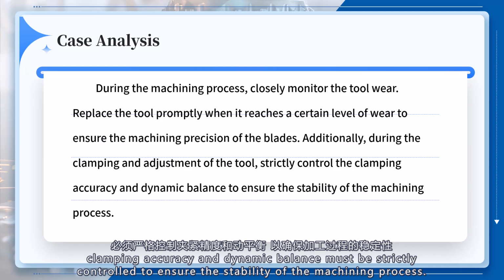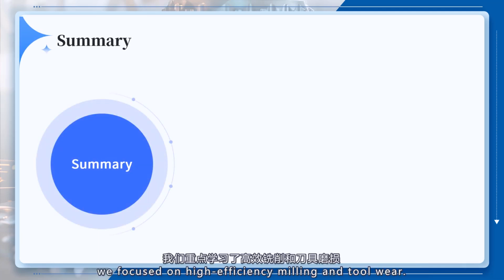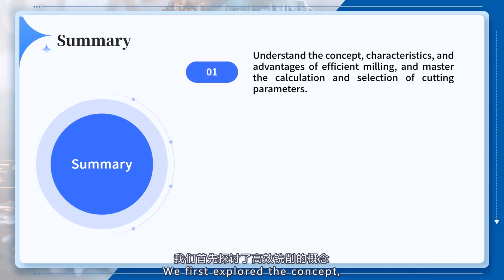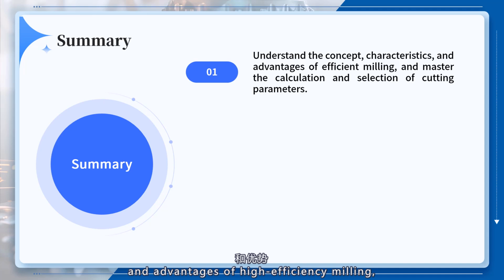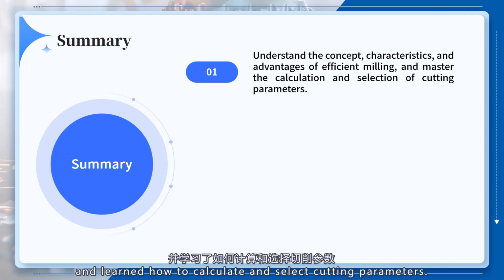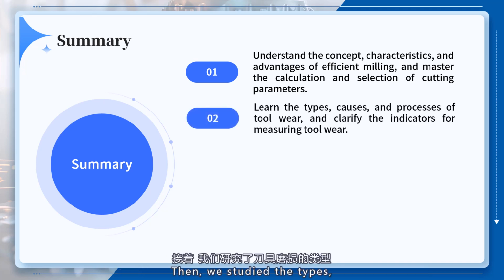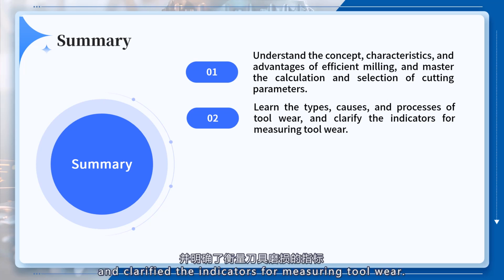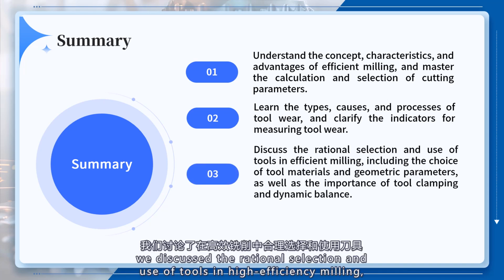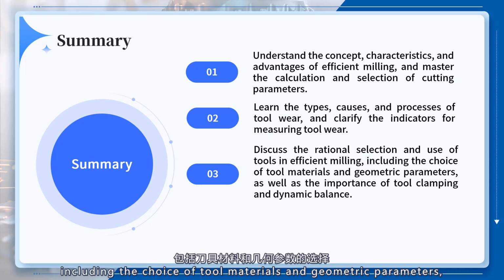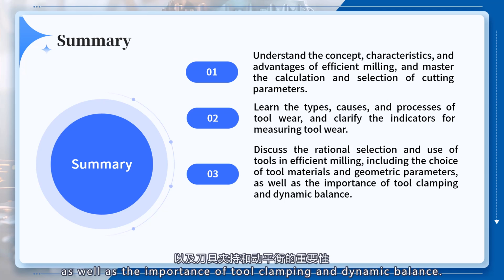In this lesson, we focus on high-efficiency milling and tool wear. We first explored the concept, characteristics, and advantages of high-efficiency milling and learned how to calculate and select cutting parameters. Then, we studied the types, causes, and processes of tool wear and clarified the indicators for measuring tool wear. Finally, we discussed the rational selection and use of tools in high-efficiency milling, including the choice of tool materials and the geometric parameters, as well as the importance of tool clamping and dynamic balance.